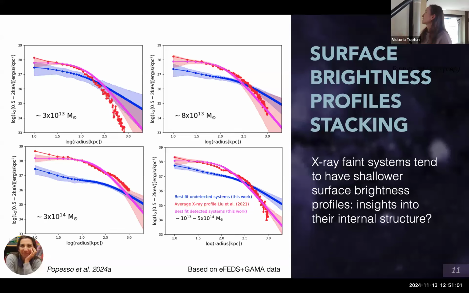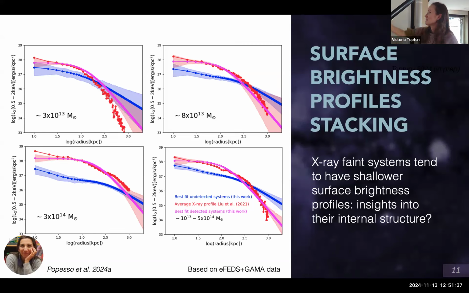We also did some stacking of surface brightness profiles. This work was done by Paolo Popesso. So we took the eFEDS field, equivalent of eRASS:8 depth, and GAMA optical sample selection. And we stacked surface brightness profiles for a subsample of groups that are well detected in X-ray in eFEDS, and compared them with surface brightness profiles after stacking of sources that were not detected in eFEDS.